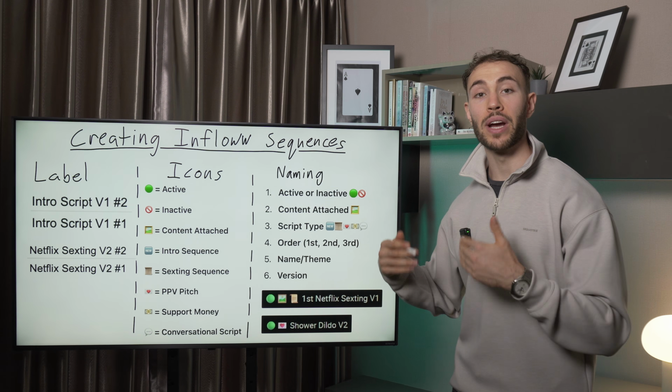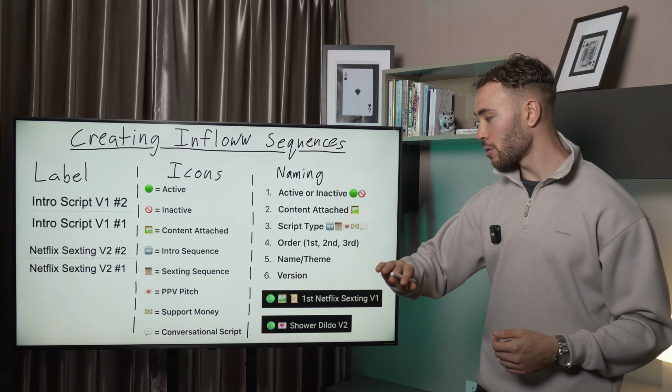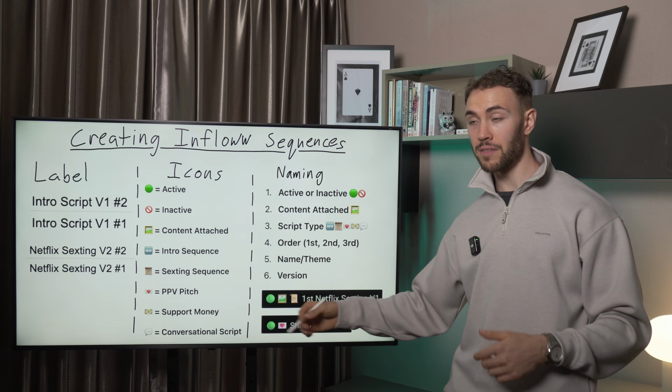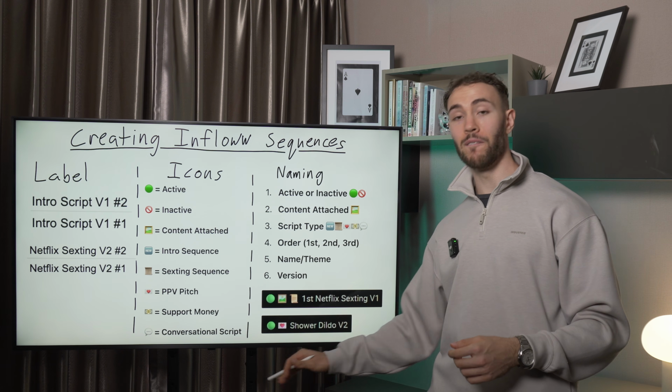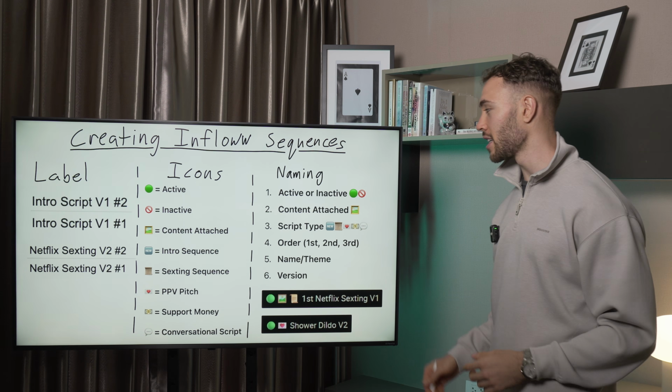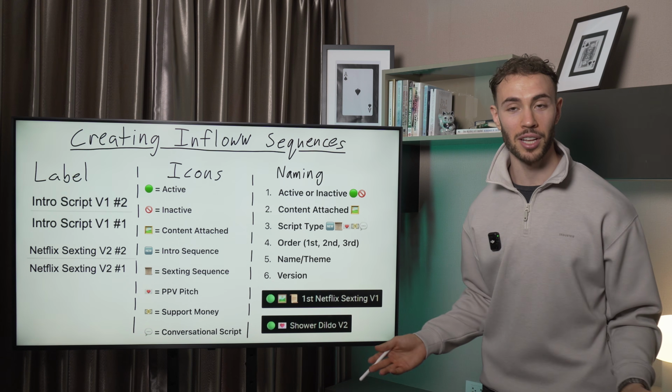That indicates our intro sequences, so the ones you should use with new subscribers. Sexting sequences, if it's a pay-per-view pitch for selling like an expensive video, a support money script, or a conversational script. I'm a bit autistic, so I like to name it in this order, so it looks like that. You don't have to do that, that's what I do.